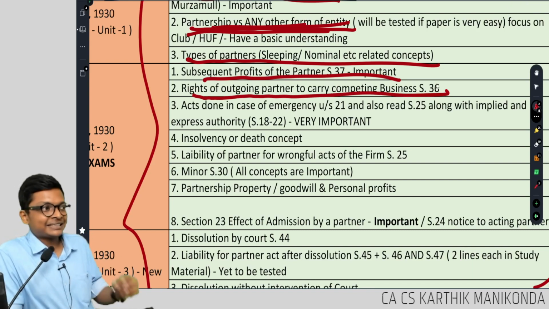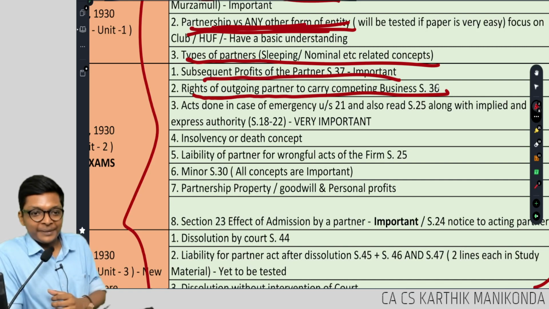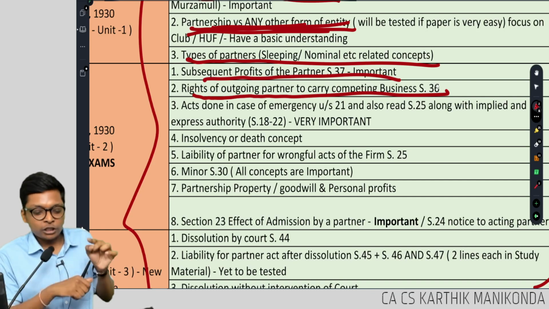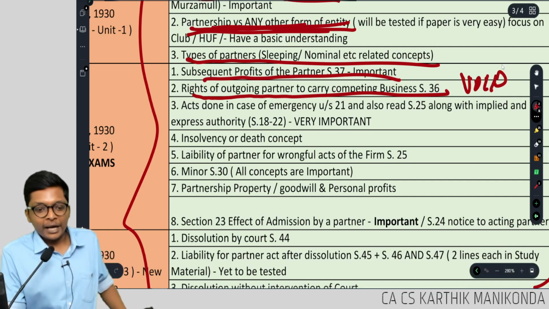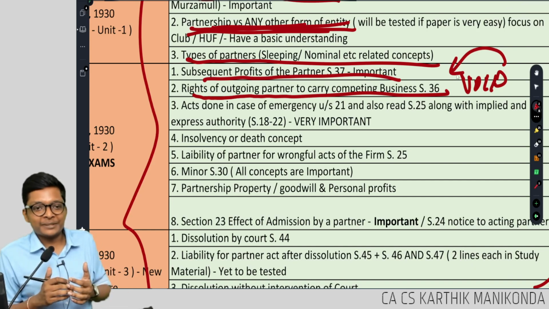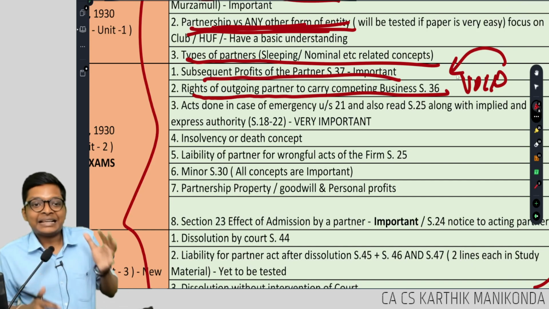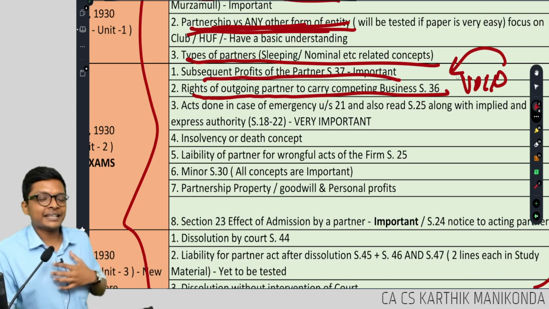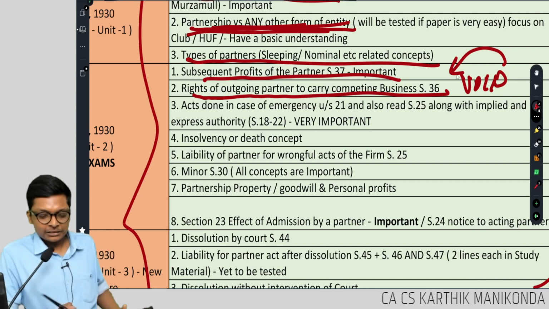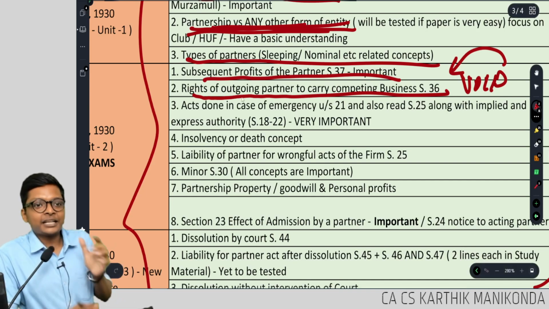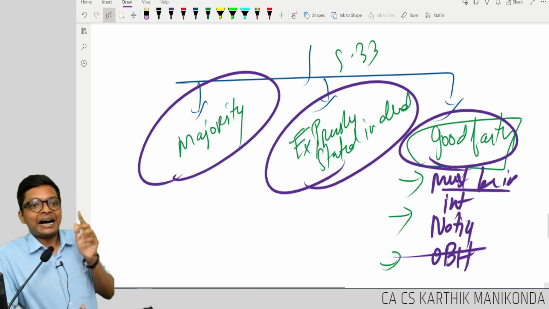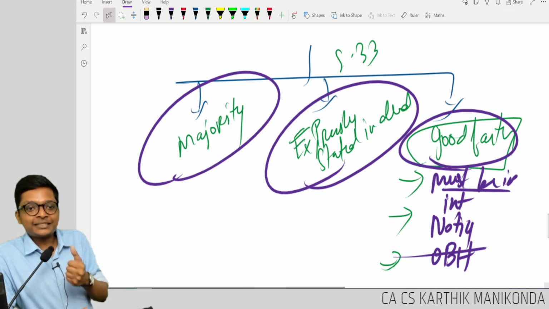Next, rights of an outgoing partner to carry on competing business. Can he do that, guys? We already discussed in Contract Act that agreement in restraint of trade is normally void, but the Partnership Act has an exception. You can carry on competing business with reasonable restrictions, if other partners agree for the same. But even if they don't agree, the restrictions cannot be unreasonable. It has to be reasonable restrictions.